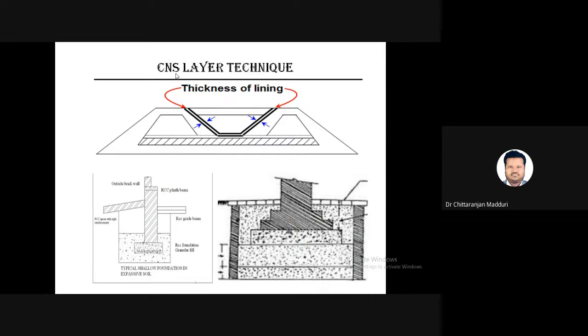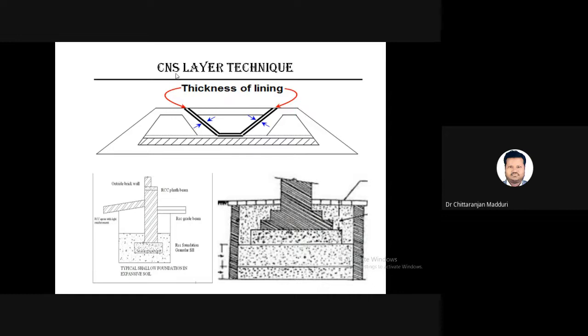When granular soils are used, because of high permeability, the water flows through the granular soil and again reaches the expansive soil, and because of this interaction, the swelling nature of the soil mass increases. So here, in the CNS layer technique, instead of granular soils, we use cohesive non-swelling soils. The soil is cohesive, that means it is a clay soil. Why? Because clay soil has less permeability, so even during rainfall, the water cannot percolate through the soil. It cannot reach the swelling soil.